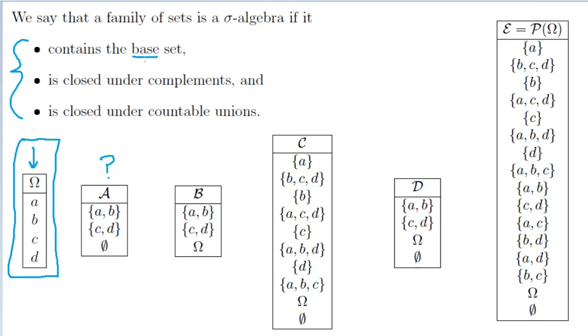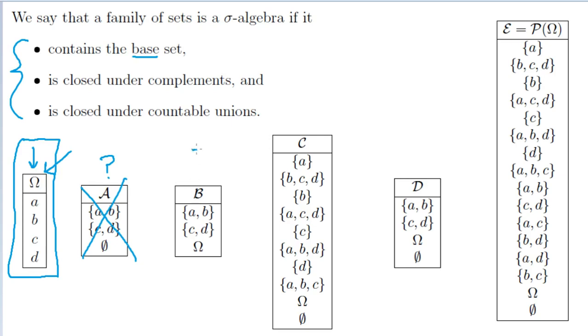So does it contain the base set? No. The base set is omega. Omega itself contains the members A, B, C, and D, and A itself does not contain omega. Omega is not here. And I also don't have a set written as A, B, C, D, right? So it's clear omega is not one of the subsets in this set. So that is not a sigma algebra.